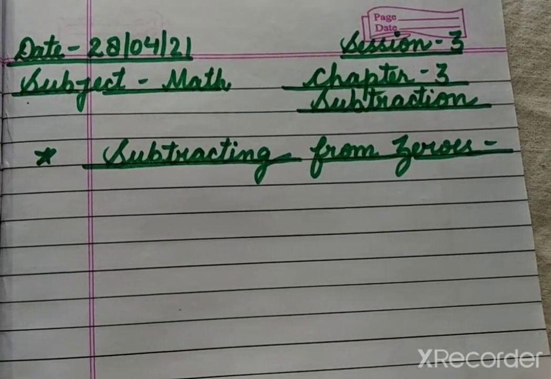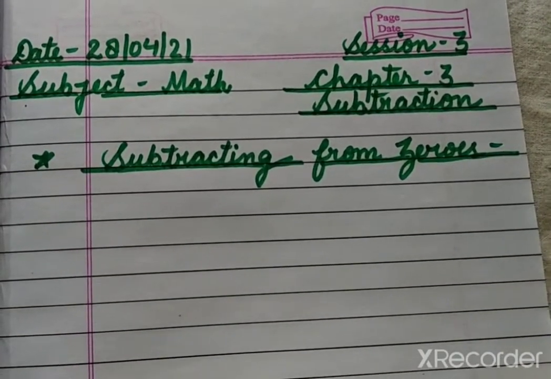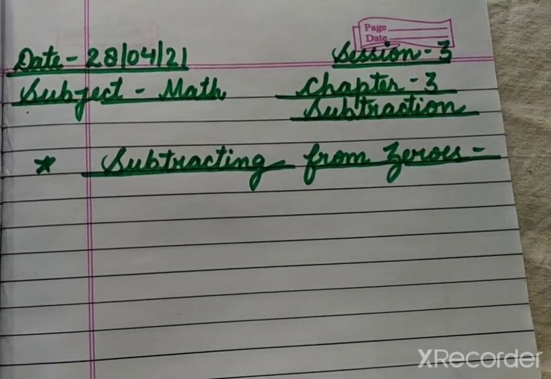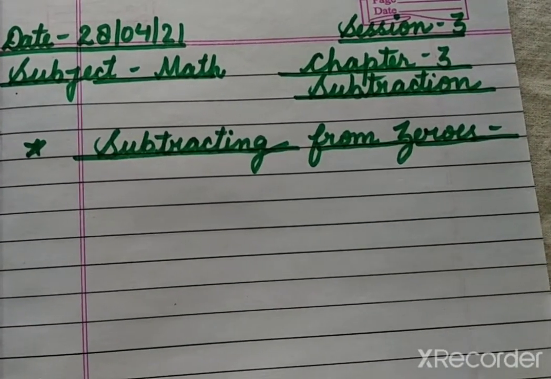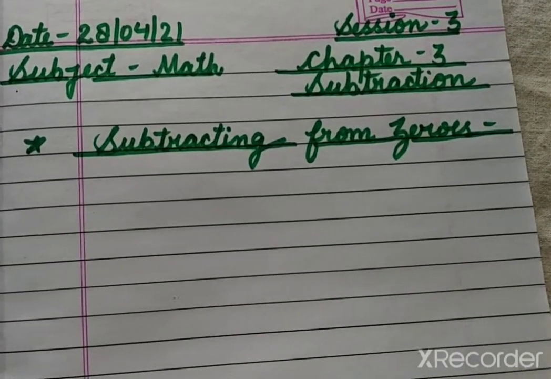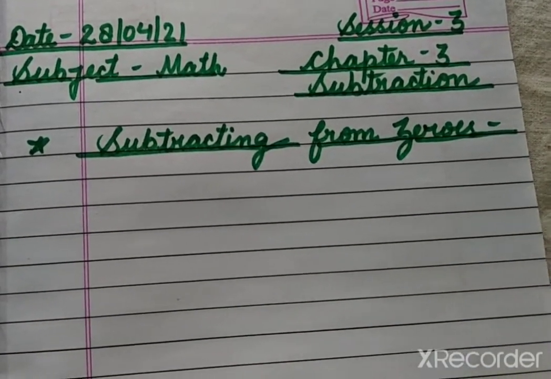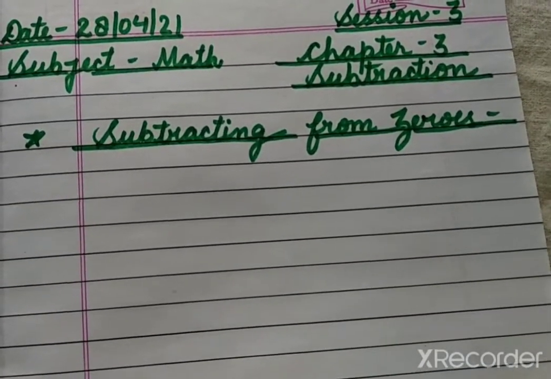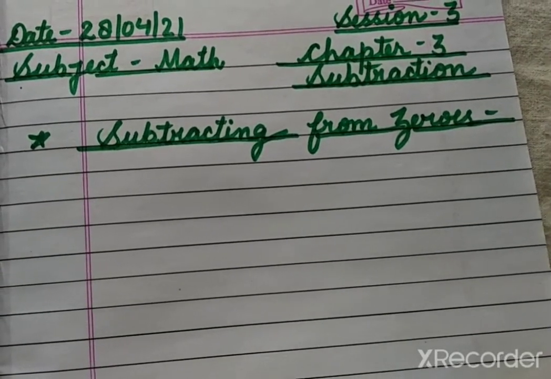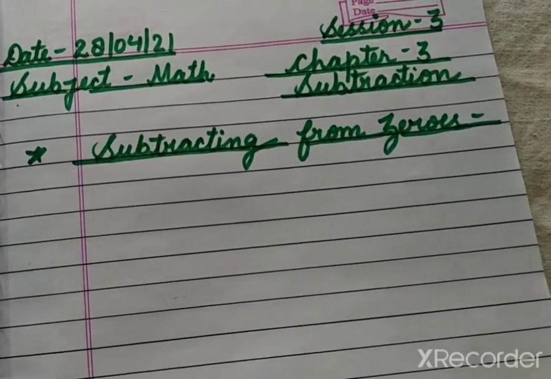Today I am teaching you subject Maths, Chapter 3, Subtraction. This is session 3. Today's topic is subtracting from zeros. So, children, when we have to subtract a number from a number containing zero, we carry out the process in the same way as other numbers. Let us look at an example.